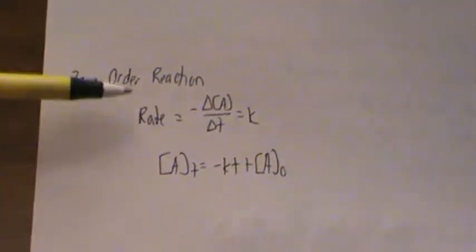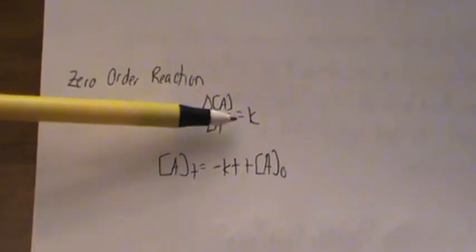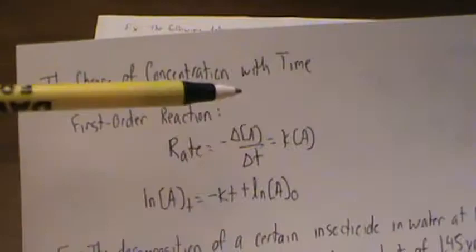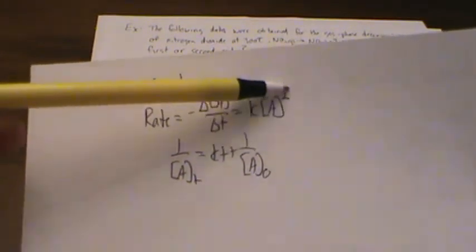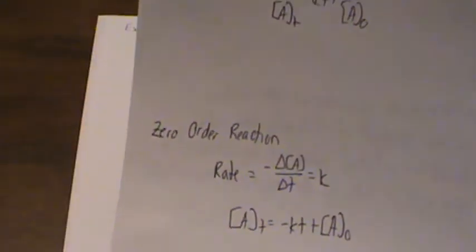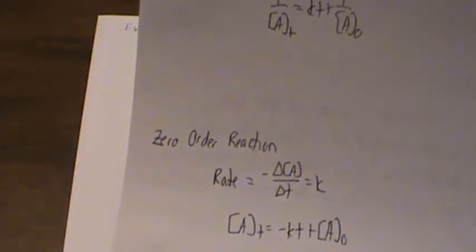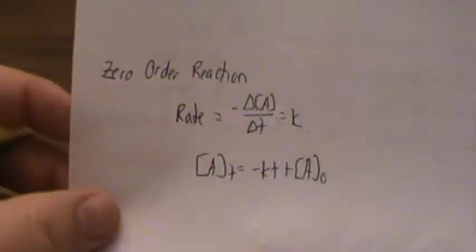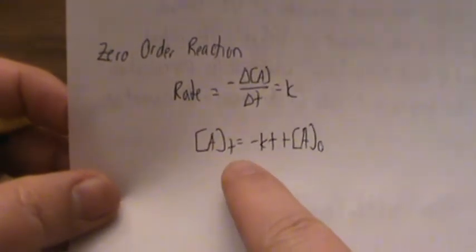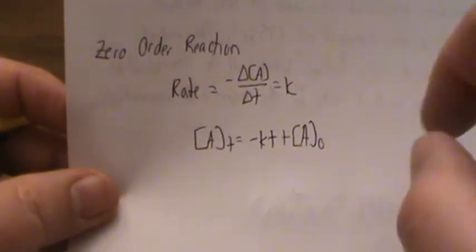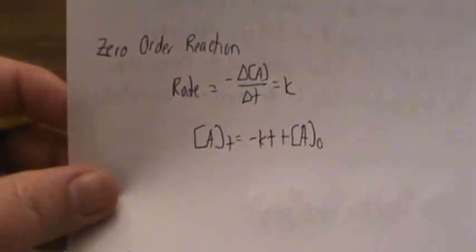Zero order, the rate of our disappearance is just equal to K. So you kind of look at it: first order, we said the rate is equal to K times the concentration of A. Second order, the rate is equal to K times the concentration squared. Now zero order means that the concentration would be raised to the zero power. Well, if it's raised to the zero power, that just means that it's going to be 1. So that's why the rate is just equal to K. Now the formula that we use is the concentration at a certain time is equal to negative K times T plus the initial concentration.